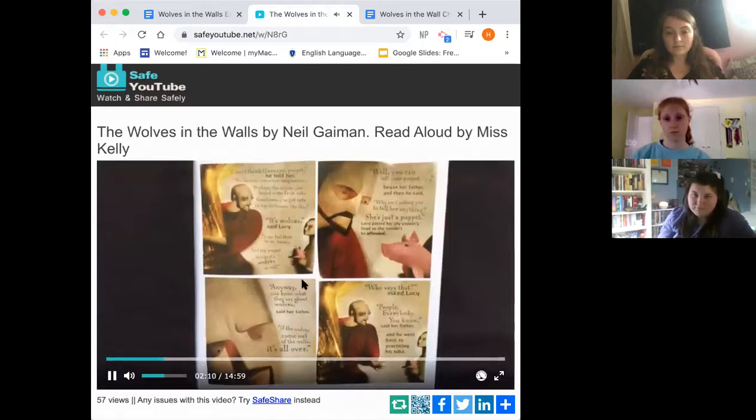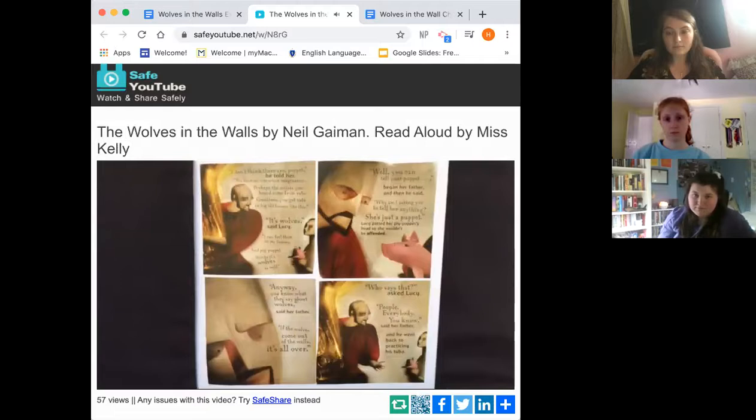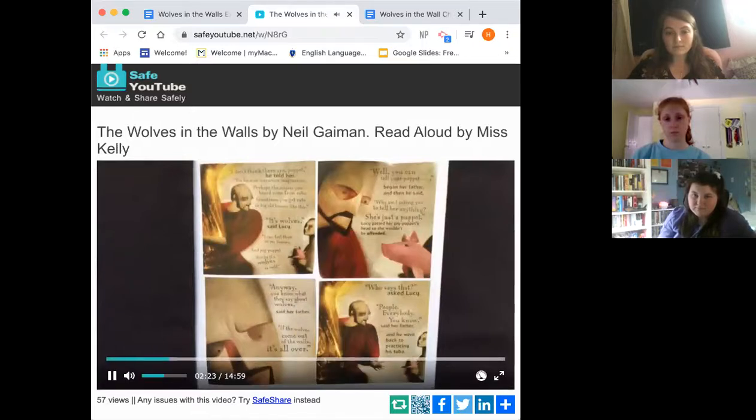"It's wolves," said Lucy. "I can feel them in my tummy. And Pig Puppet thinks it's wolves as well." "Well, you can tell your puppet," began her father, and then he said, "Why am I asking you to tell her anything? She's just a puppet." Lucy patted her pig puppet's head so she wouldn't be offended.